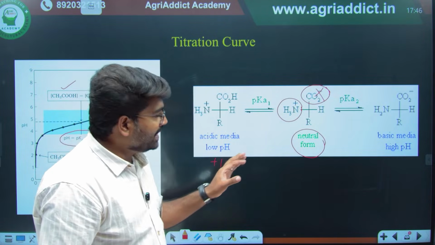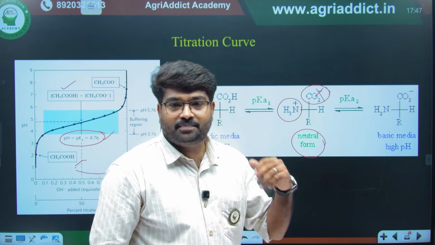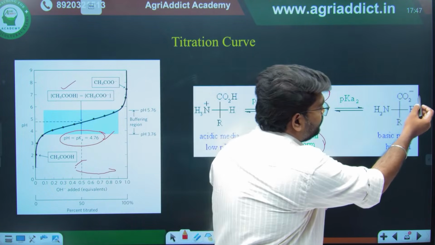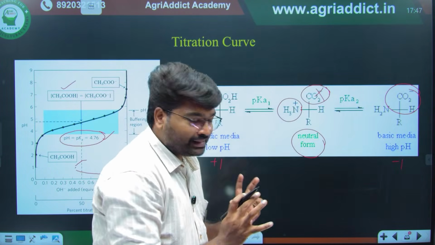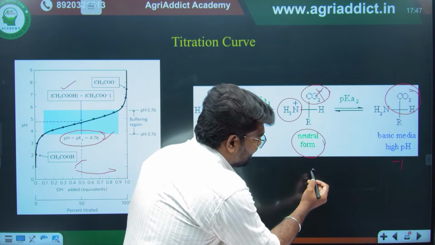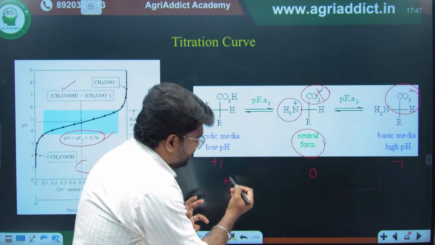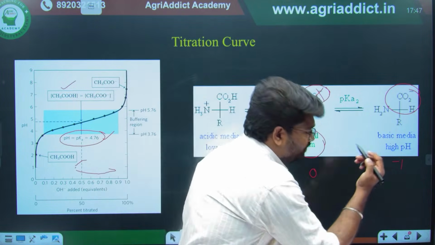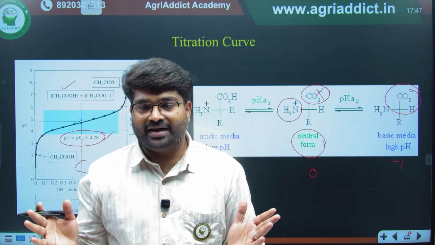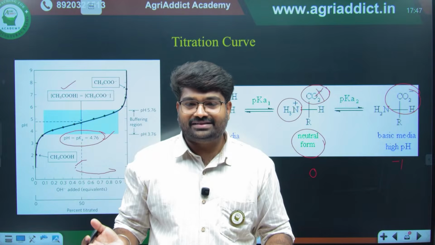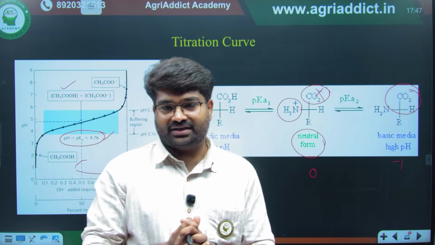If we keep this amino acid at high pH, that is basic pH, it will have a charge of -1. This is very important. So at neutral pH, the charge will be 0, at acidic pH the charge will be +1, and at basic pH the charge will be -1. We have seen different amino acids: charged amino acids, positively charged, negatively charged, like that, different classifications are there.